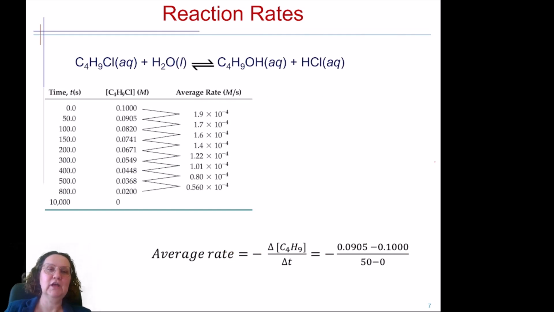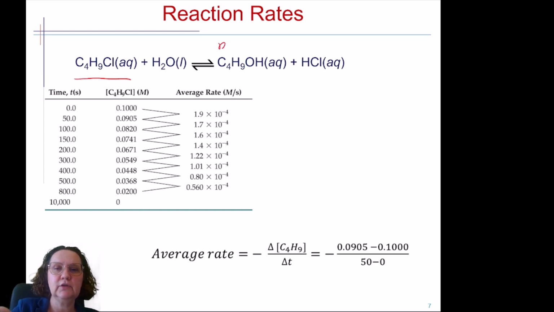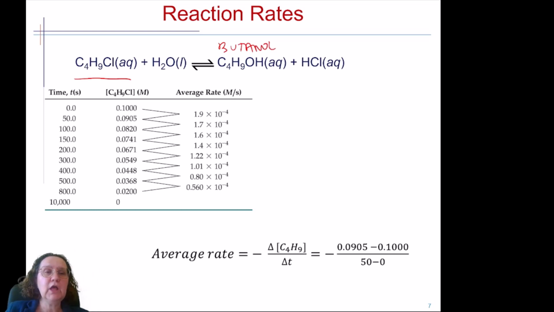Have a look at this reaction. It's the reaction of chlorobutane, which is this compound here, with water. And the products are butanol, this product here, and hydrochloric acid. So if you look at the table, you will see in the time column it measures between 0, the start of the reaction, and 10,000 seconds. And if you look at the concentration of chlorobutane, which is in the second column, and then you do the rates in between, every time interval, the rate changes.